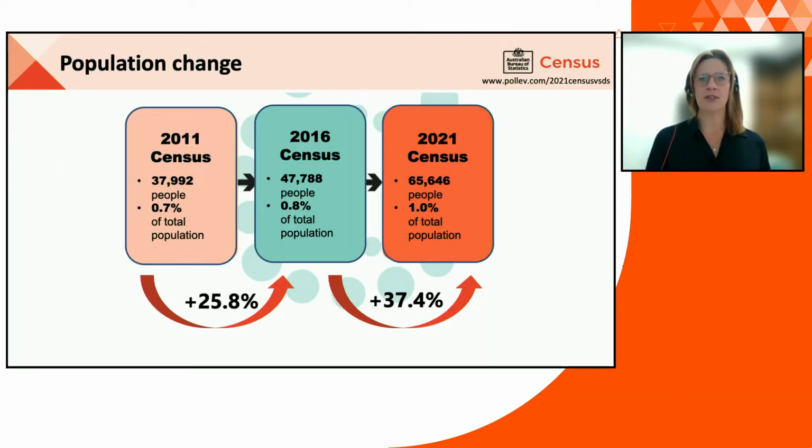The number of Aboriginal and Torres Strait Islander peoples increased by 37.4% in Victoria. That was a rate of increase greater than we saw across Australia. The Australian increase was about 25%, and it's a rate of increase that is greater than between the last two censuses. So in 2021, we saw just over 65,000 people identify as Aboriginal or Torres Strait Islander in Victoria, and that represents about 1% of the total population. Contrast that with 10 years ago in 2011, when there were nearly 38,000 people identify as Aboriginal or Torres Strait Islander, and that represented 0.7% of the Victorian population.